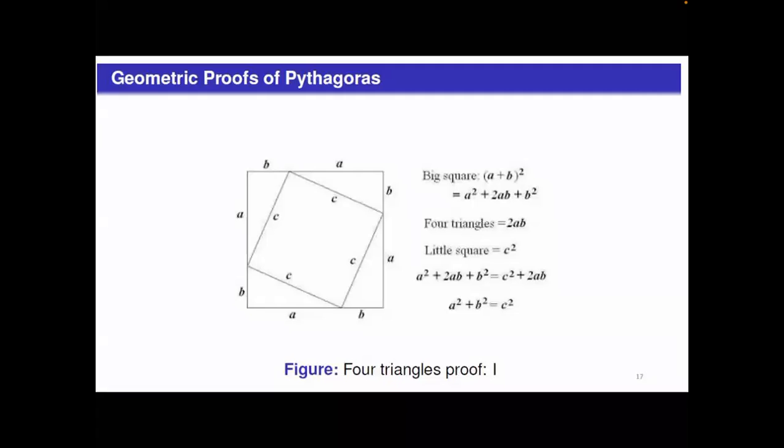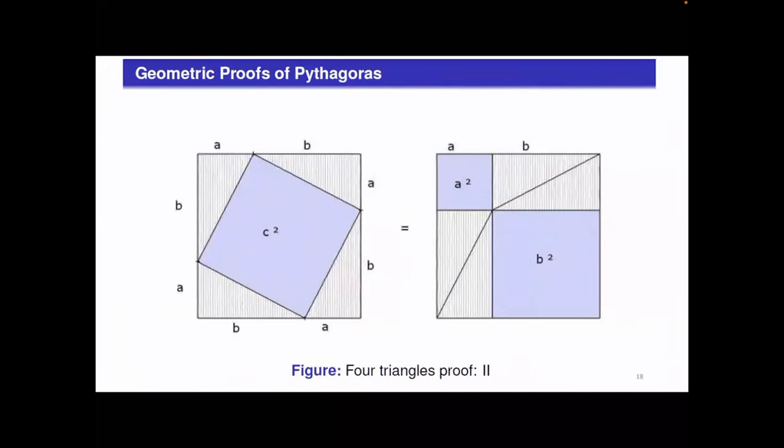So the area of the big square of side A plus B is just (A plus B) squared. And it has to be equal to the area of 4 of the right triangles plus the area of the square with side C. And so you get A squared plus 2AB plus B squared is C squared plus 2AB. The 2AB's cancel, and you get A squared plus B squared equals C squared.